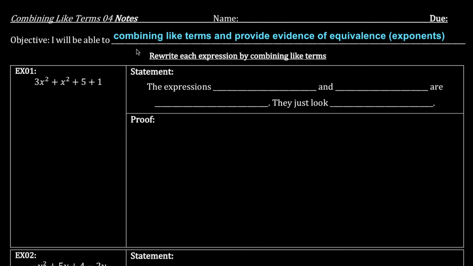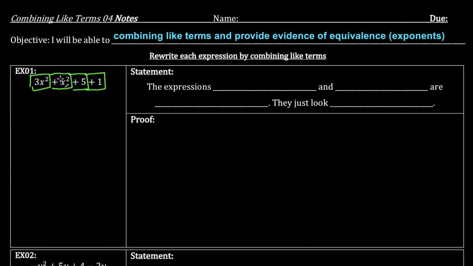In this lesson, we are going to combine like terms and provide evidence of equivalence with expressions with exponents. These expressions have exponents, and we're just going to show proof because there are some common errors with exponents when you use them as operators. So let's box our terms first. 3x squared plus x squared plus 5 plus 6.